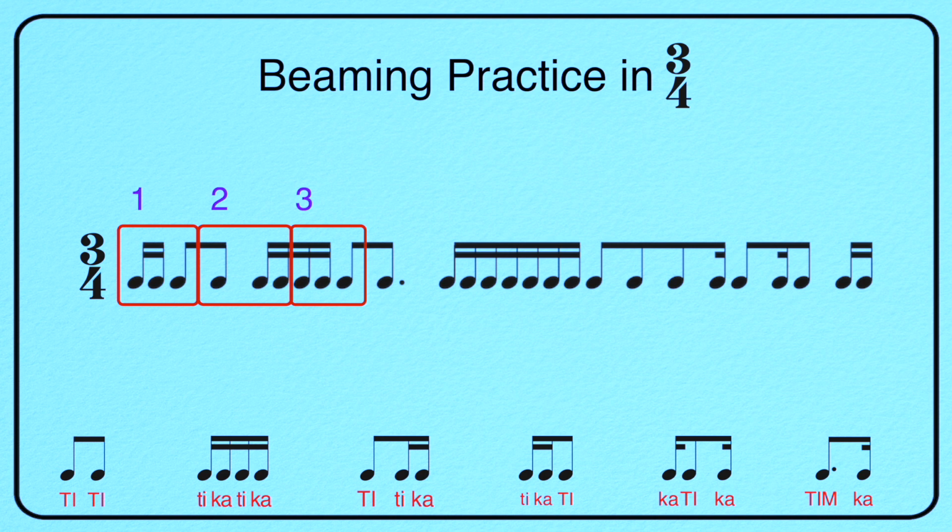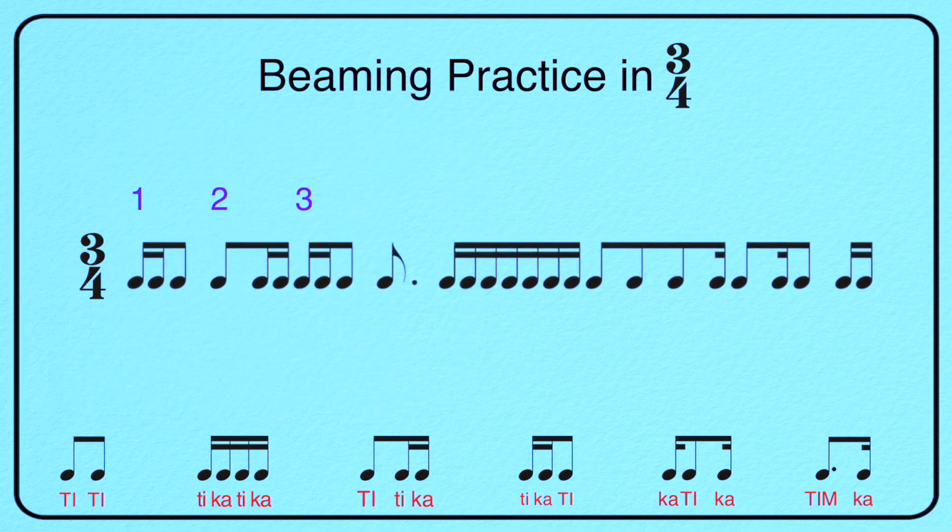Okay, here's my favorite part. We re-beam everything so that the beams stay inside each beatbox. Then we can break the beams between the boxes. Here's beat 1, beat 2, and beat 3. And measure 1 is all done. Throw down a bar line, and let's move on to measure 2.